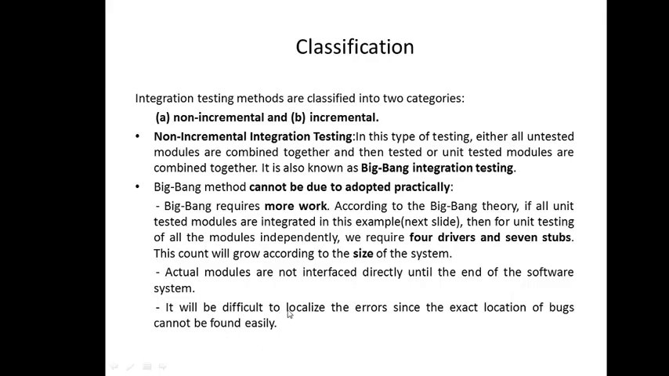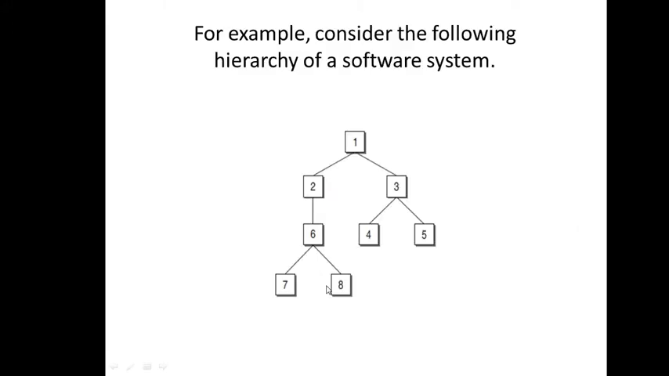So it is said it is difficult to localize the error since the exact location of the bug cannot be easily found. Actual modules are not interfaced directly until the end of the software system. Another problem associated is you cannot interface all these modules together until and unless these are individually unit tested. That means once the complete unit testing is completed, then only you can start with the integration testing.